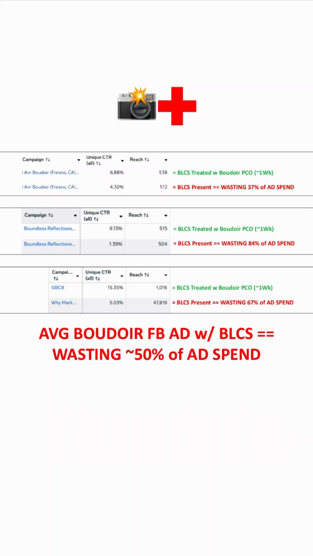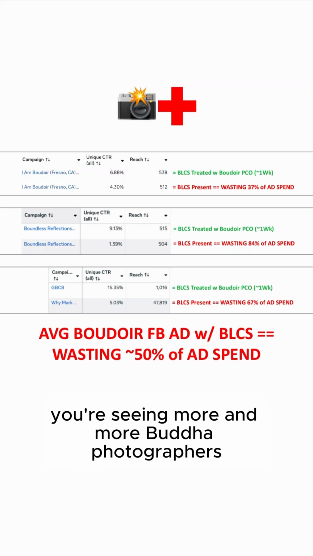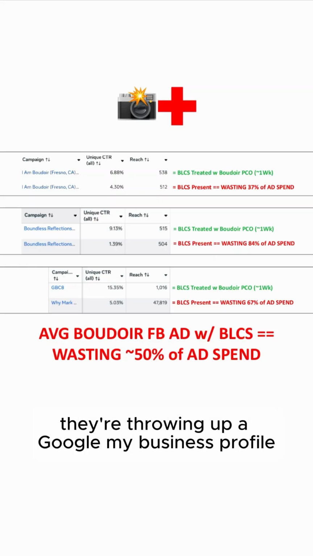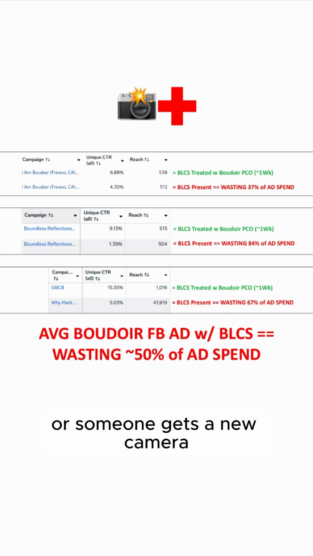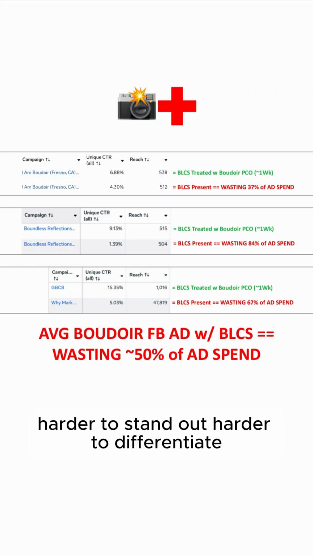Now, if you're a BLCA with BLCS, a Boudoir low click advertiser with Boudoir low click syndrome, and you're spending more than 10 grand a month on Boudoir Facebook ads, and you are looking around at the marketplace, you're seeing more and more boudoir photographers, it kind of seems like they're joining every day. Someone's got a new iPhone, they're throwing up a Google My Business profile saying that now they offer boudoir shoots, or someone gets a new camera, now they're posting in the mom groups that they offer boudoir photo shoots. So it's just more and more boudoir photographers over time competing over the same number of buyers, harder to stand out, harder to differentiate.